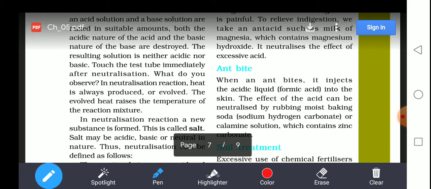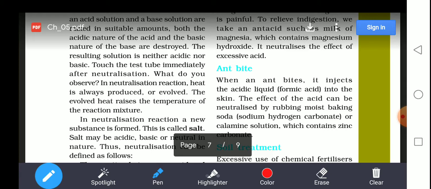Formic acid is present here. So when an ant bites, it injects the acid liquid into the skin. The effect of the acid can be neutralized. How can this be relieved? This acid can be neutralized by rubbing moist what? Baking soda. That is baking soda, which you will find at home.